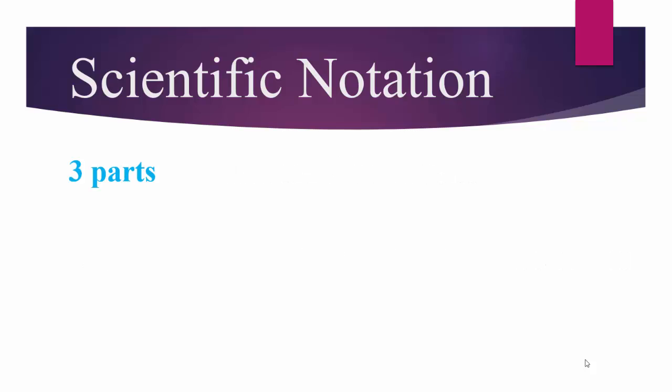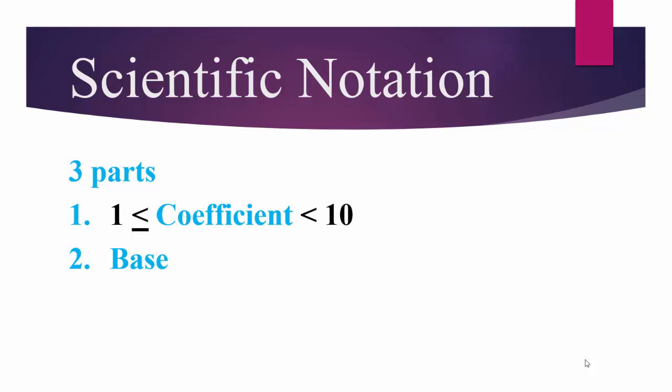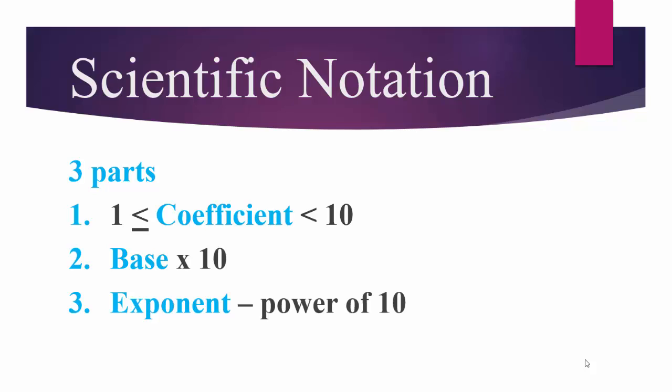Now, for scientific notation, there are three parts to any number in scientific notation. The first is called the coefficient. The coefficient will always be greater than or equal to 1, but always less than 10. There's the base, which in chemistry is always base 10, so that's the times 10. And there is the exponent. That's the power of 10, and it can be either positive or negative.